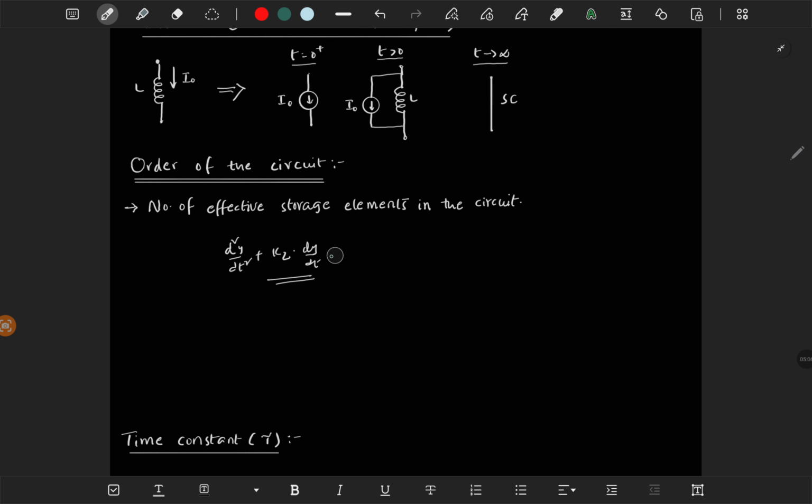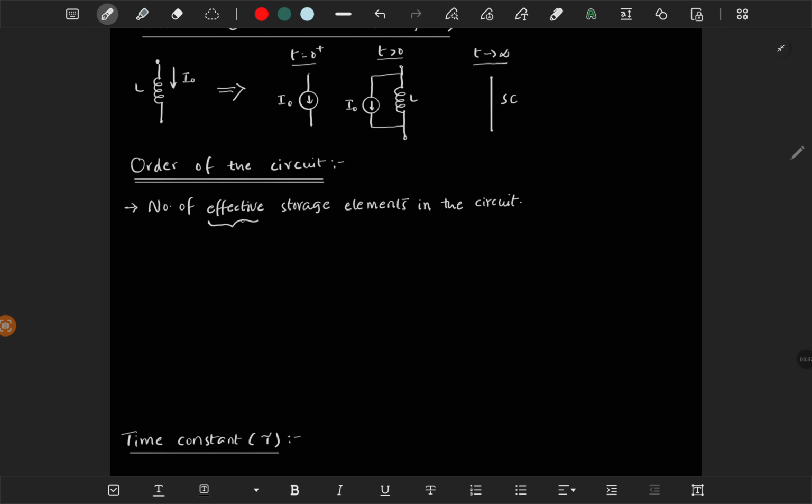Similarly, for a circuit, if you derive some expression from the circuit, if you write the current flowing through any element in the circuit, then you will get a second order equation if the circuit is second order. It means if the circuit has two effective storage elements, then you will get a second order differential equation. Then we call the circuit a second order circuit.